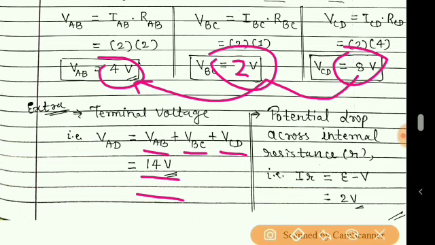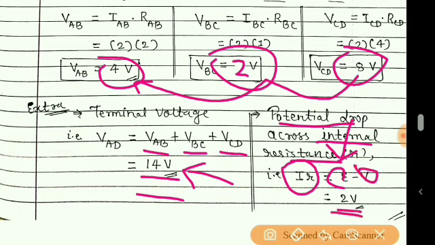Also, what is the potential drop across the internal resistance? We know that the potential drop across the internal resistance is given by Ir. Terminal voltage is 14 and EMF is 16. So 16 minus 14 is 2 volt.